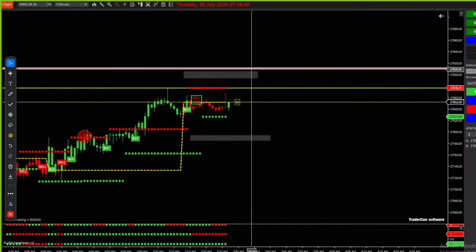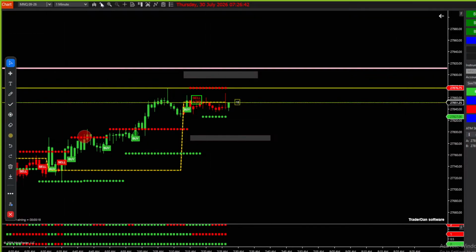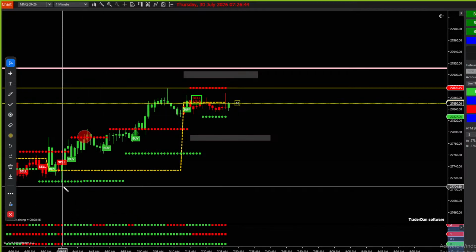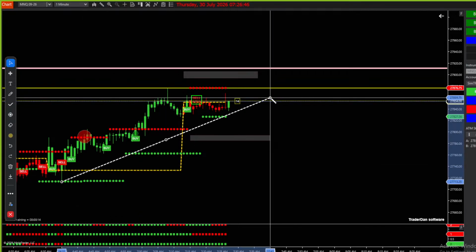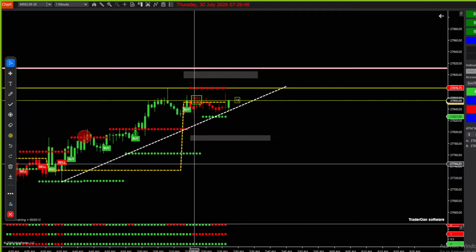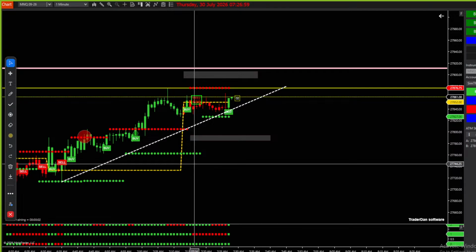So this will keep you from trading against the trend. That's all it is. Or you trade against the trend, but you know you're trading against the trend. And when I say trading against the trend, I'm talking about a small periodic pullback.